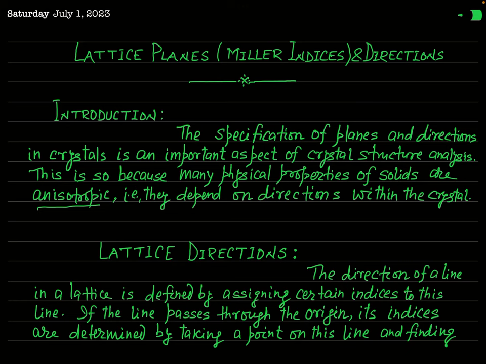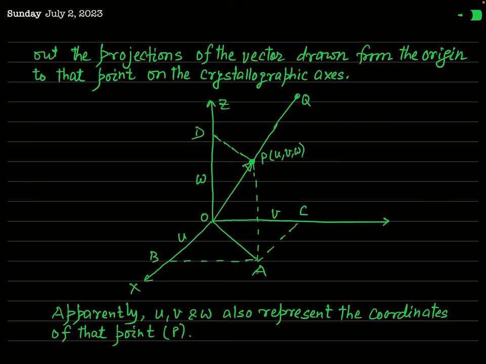Actually, the direction of a line in a lattice is defined by assigning certain indices to this line. And if this line passes through the origin, its indices are determined by taking a point on this line and finding out the projection of the vector drawn from the origin to that point on the crystallographic axes. You can see I have shown here the three crystallographic axes. These are OX, OY and OZ. And let us consider there is a line OQ. As you can see in this figure, I have considered a line OQ.